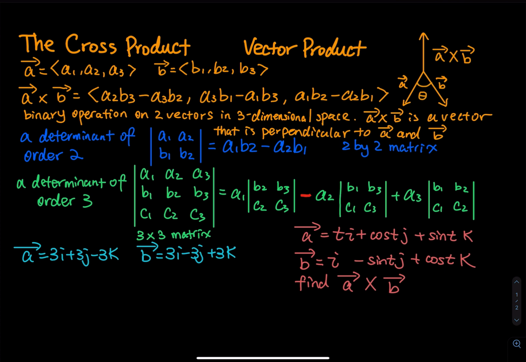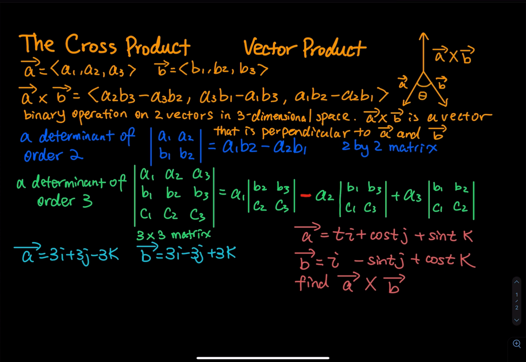So a determinant of order 2. You can think about it as the determinant of a 2x2 matrix. Let's say we have A1, A2, and then B1, B2. The determinant is you just cross multiply like this: A1 times B2, you multiply this, and then you multiply A2 times B1, and then you subtract the result.